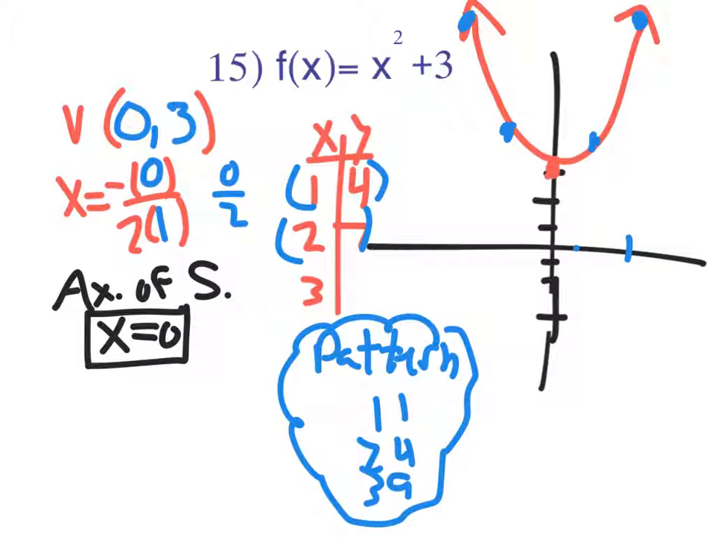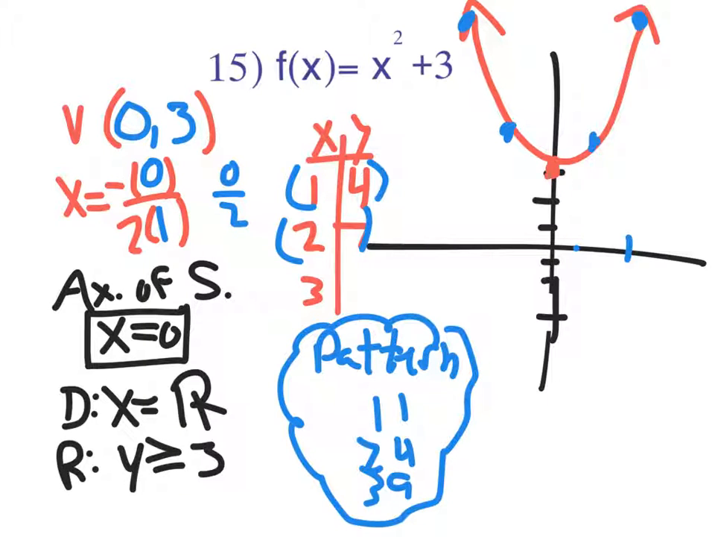What else could we say? The domain is what? x equals all real numbers. It's important to write x equals. And the range? y is greater than or equal to 3. So you're at 3, it's all above 3. It does actually touch 3. The vertex is (0, 3), so it is included. You have to have the "or equal to."